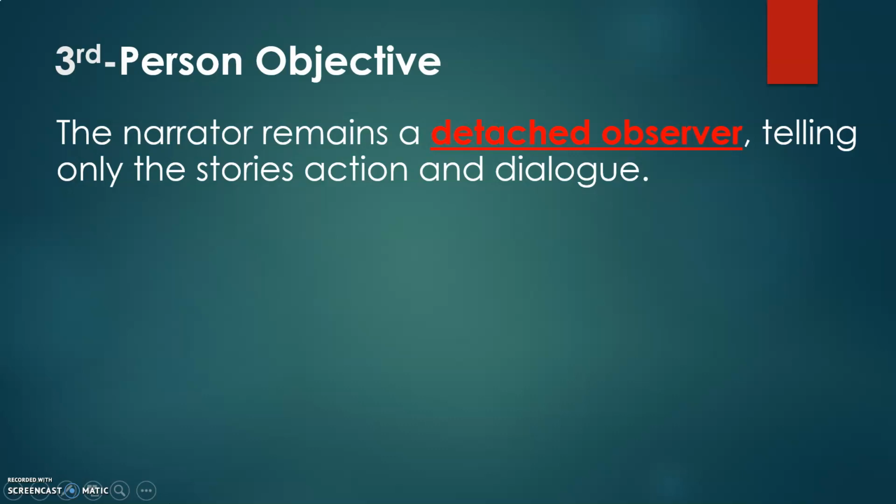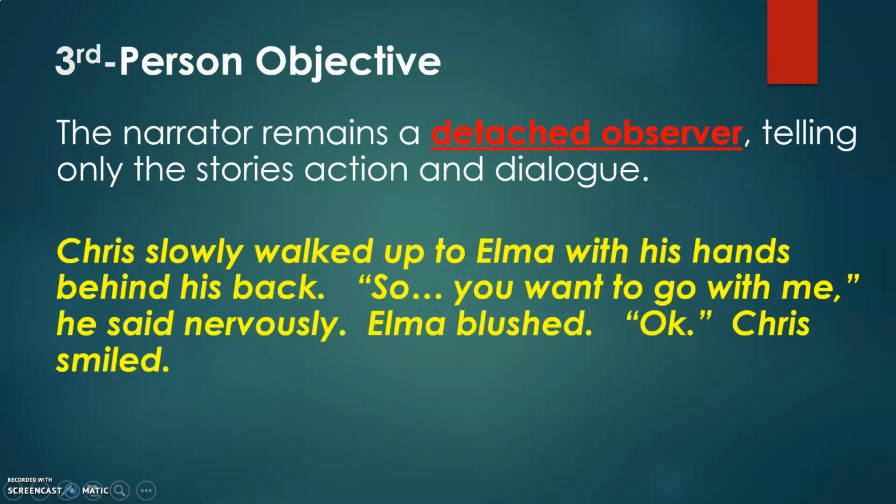So we're going to start with third person objective point of view and go ahead and add these terms to your author's point of view note sheet. Go down to the third person objective definition, and you're going to put in there that a narrator remains a detached observer. So when you're in the third person objective, you're telling stories, action, and dialogue, but you're not seeing any of the character's thoughts or feelings being told.